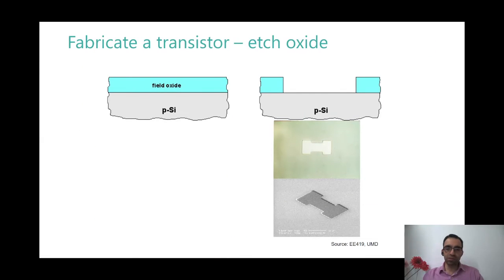So a quick view of how fabrication happens. This is something that I myself also did in my master's program, because my university had a small fabrication facility there. But these photos are from a course from University of Maryland, so you can check that out online. So what you do is you make a field oxide, and then by exposing light through a mask, after etching you get something like this.